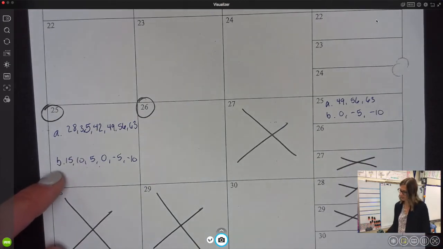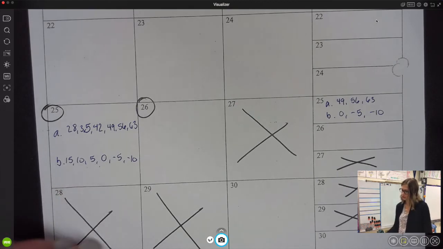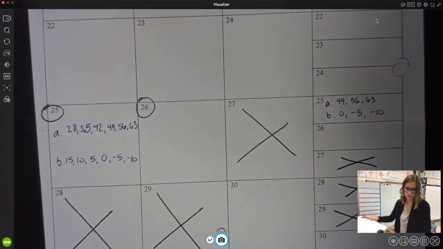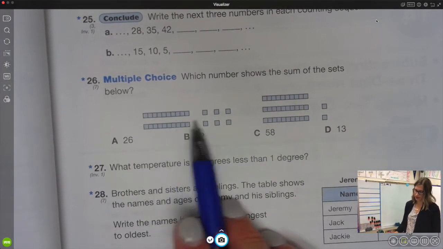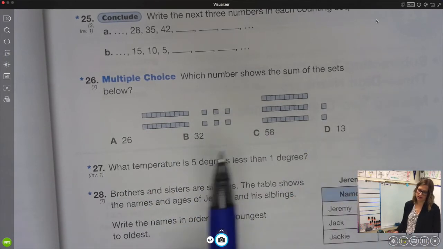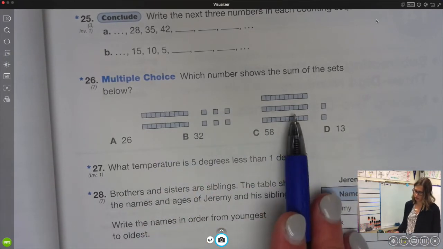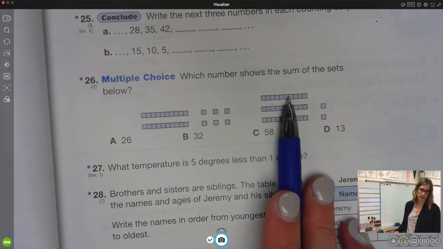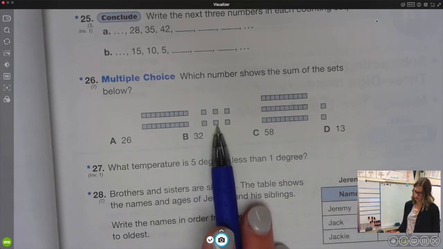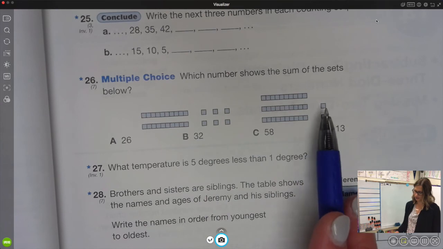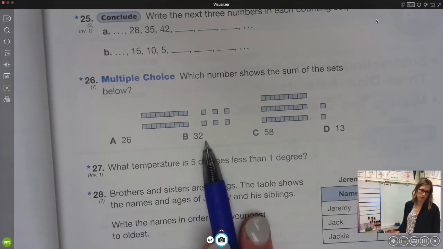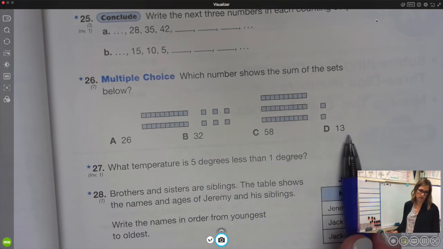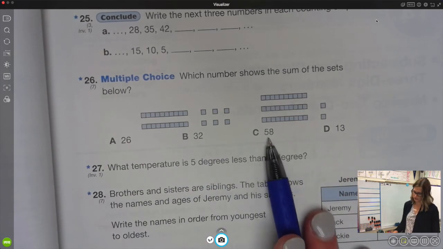Let's look at 26. 26 says, which number shows the sum of the sets below? So we got to add all of these up. Let's start with our tens first. 10, 20, 30, 40, 50. Now let's count all our ones. 51, 52, 53, 54, 55, 56, 57, 58. So which letter says 58? A, B, C, or D? Yeah, C says 58. So we'd write C, 58.